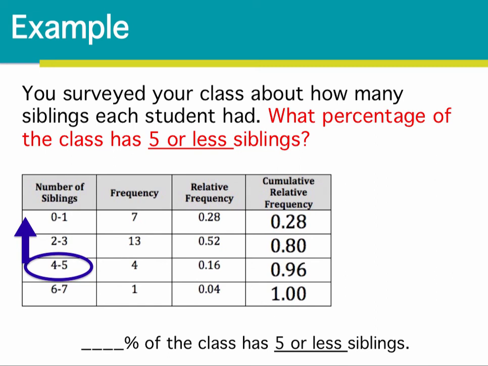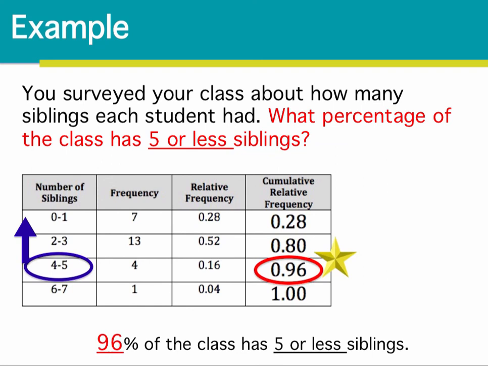So if we go across to the cumulative relative frequency, we've added up all of the relative frequencies of all of these data points from 0 to 1, 2 to 3, and 4 to 5 right here. So 0.96 in percentage form is 96%. So now we've answered the question. 96% of the class has 5 or less siblings.